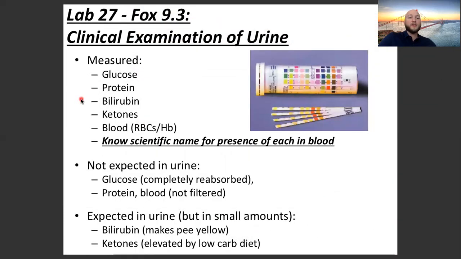Clinical examination of urine. So in lab, we looked for the presence of different things within our urine. We checked for glucose, we checked for protein, we checked for bilirubin, we checked for ketones, we checked for blood or red blood cells and hemoglobin. Know the scientific name for the presence of each of these in urine.